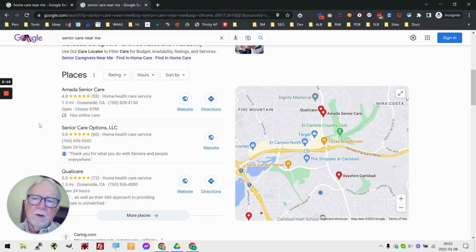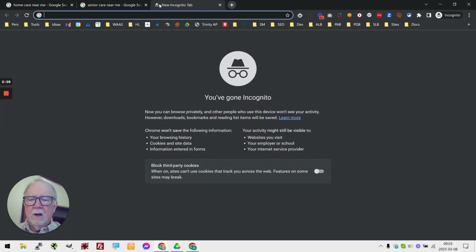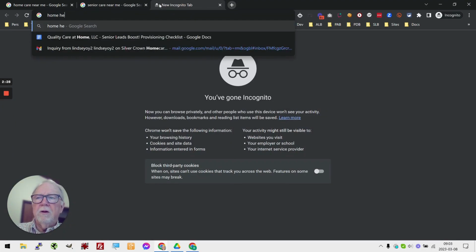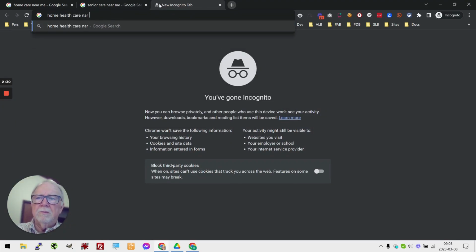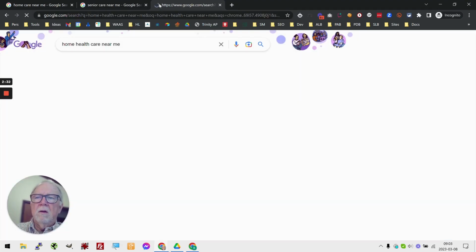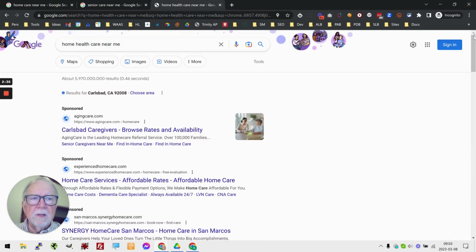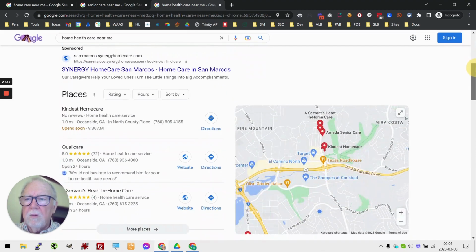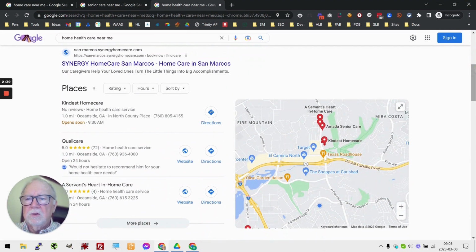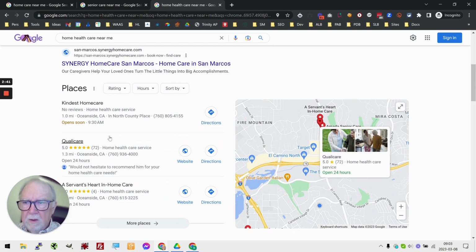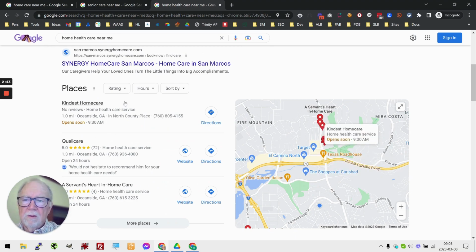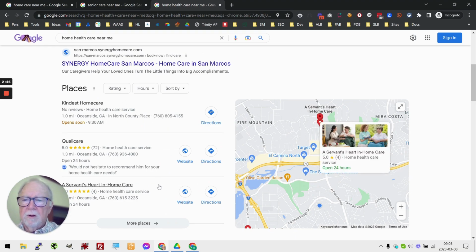So the important thing to notice about this is that at least one of these has changed. This one here is appearing because of the change in what we were searching for. I could do another one, and I'll search for home health care near me. And this time, in the local pack, we have other choices. We still have Qualicare, we have Kindest Home Care, and then we have a Servant's Heart in-home care.